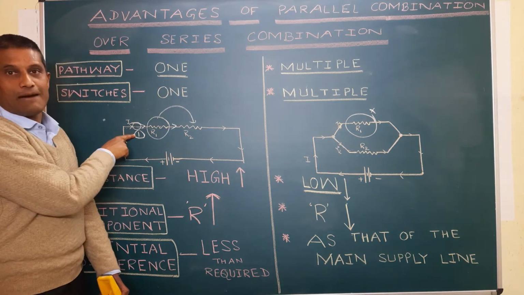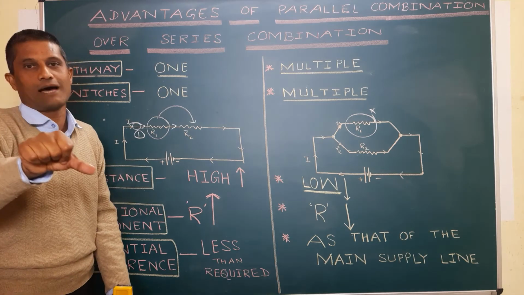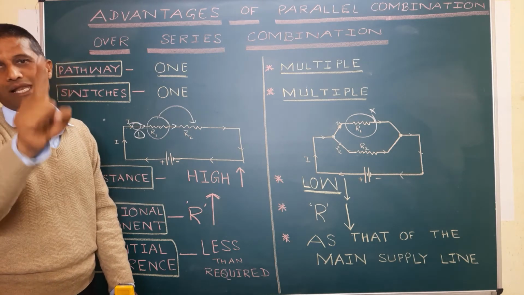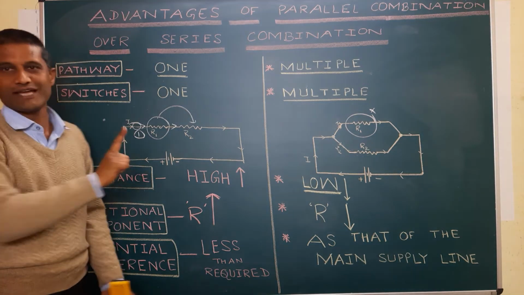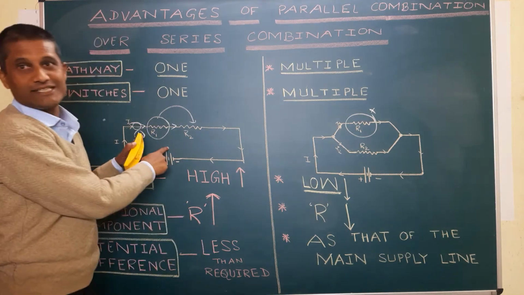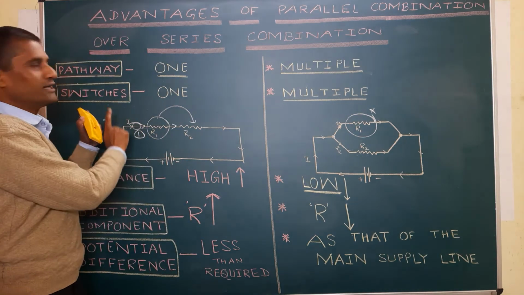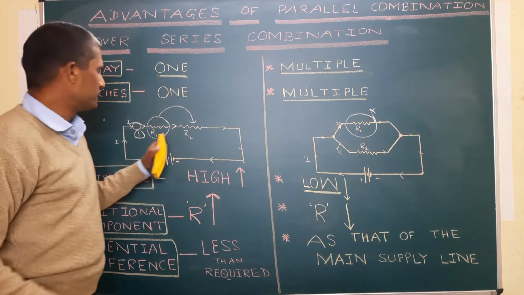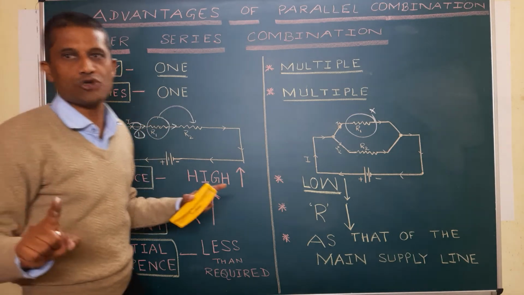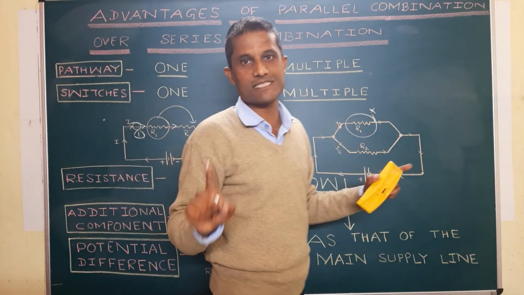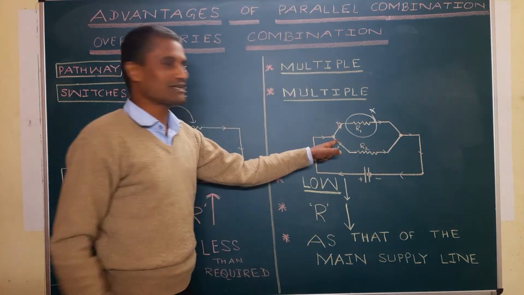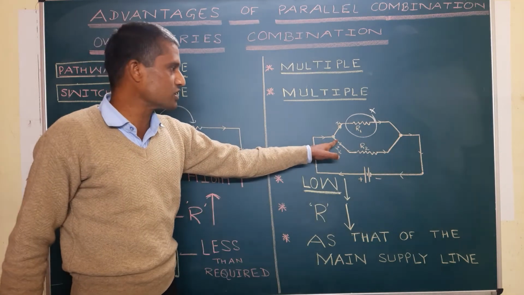That is another drawback, because only one switch is available, thanks to the only one live wire it has, because current has only one pathway. So that is disadvantage number 2 of this series combination, that you can't switch on any electrical appliance independently. But what is the story over here in parallel combination?